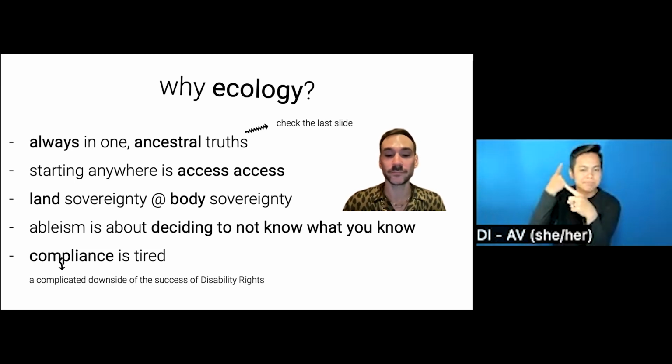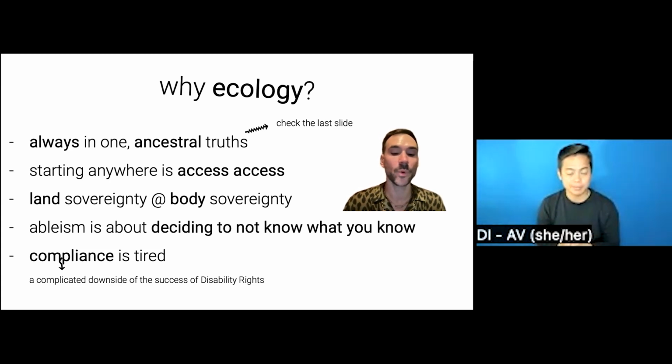Air quality, as a direct result of so many choices to care more about profit than the precarious conditions of life itself, for example. We find that land sovereignty and body sovereignty are often the same. That indigenous movement organizing is already disability justice organizing.